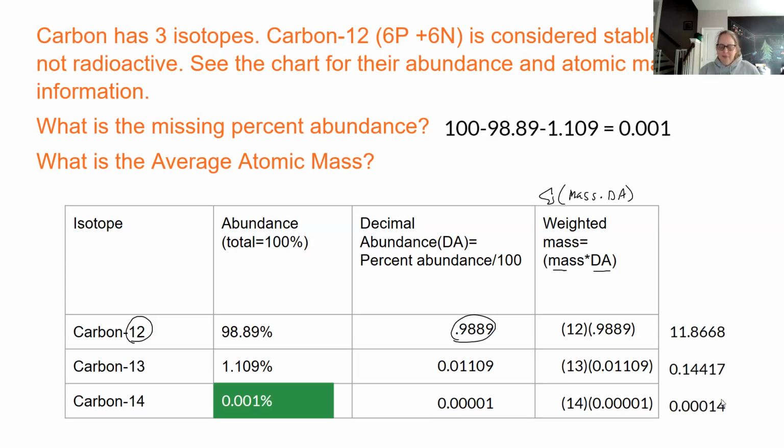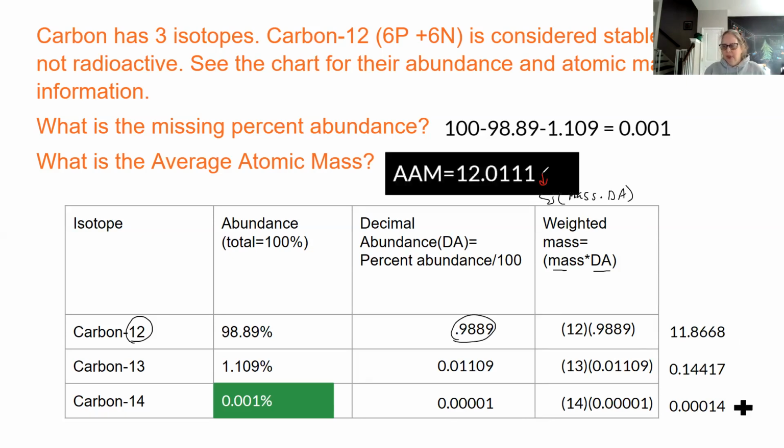Those are their weighted masses. Carbon 12 has a mass in the sample of 11.8668. And now this is where the sum comes in. After you find the weighted masses, then we sum those guys up and we get 12.0111. So our average atomic mass, which is very similar to what's on the periodic table, is what we found in this calculation.